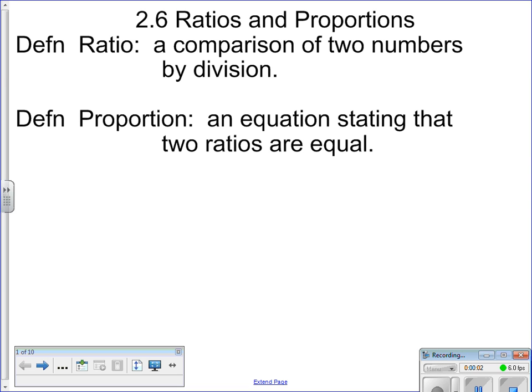Lesson 2.6, Ratios and Proportions. First up, ratios are a comparison of two numbers by division. So a ratio literally is a fraction. Two numbers compared by division.